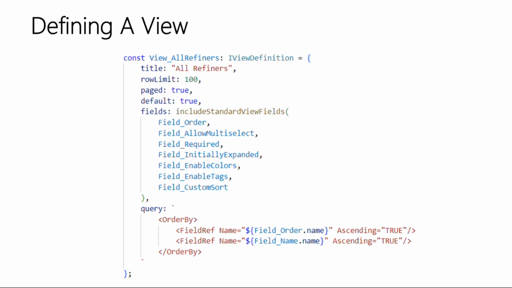We have a couple of helper functions. In this case, we're using one named includeStandardViewFields. What this does is automatically include the title field and some other metadata fields that are needed for loading and persisting entities, as well as the functioning of the live update feature. And you can also specify a query for the view using good old CAML syntax. In this example, we're setting a default sort order, but you can also use this for grouping and filtering.